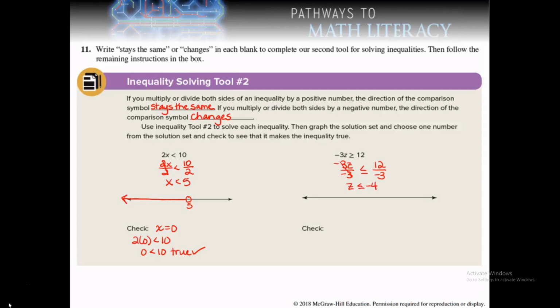So then graphing that on the number line, because it's a less than or equal, the negative 4 is included. So I will put a filled in circle at the negative 4, and then for the less than part we will again draw an arrow to the left.